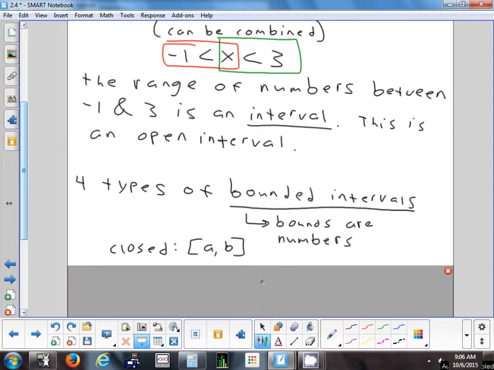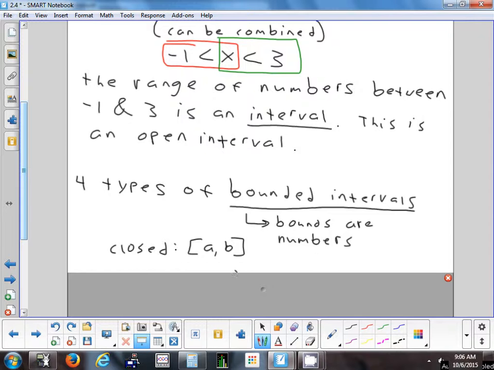The first kind of interval you can have is what's called a closed interval, and it's closed on each end. What closed basically is equivalent to is you can equal the number. When you see the bracket, you can think all numbers between a and b, and the bracket means you can equal a and you can equal b.